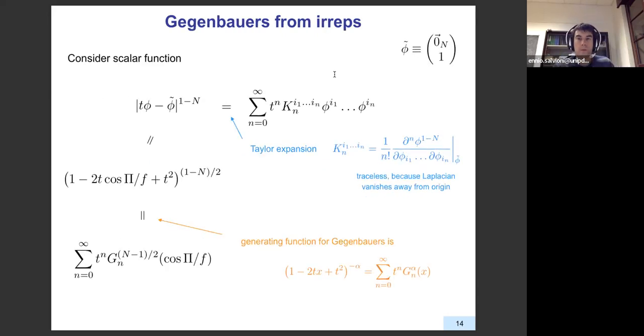So this is how you really get the Gegenbauers, and it's actually not difficult. The starting point is this scalar function here, where n is the SO(N) in the problem. I can do two things to it. On one side, I can do a Taylor expansion, which is written here. I'll take this as a function of phi and Taylor expand it, where the coefficients of the Taylor expansion now are tensors, kappa n, which are the tensors I told you before.